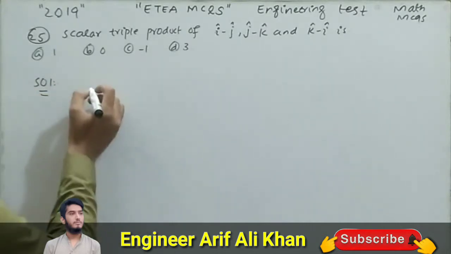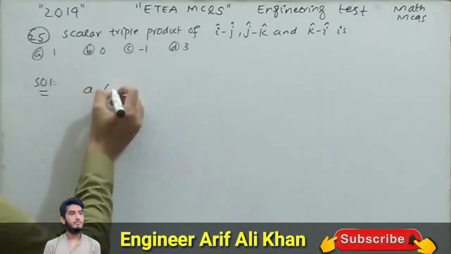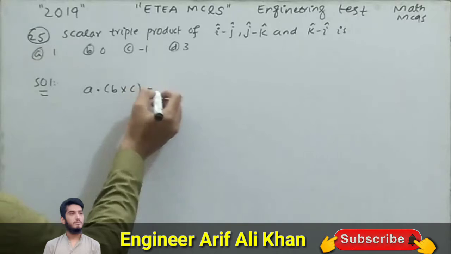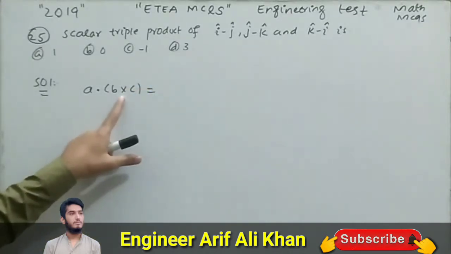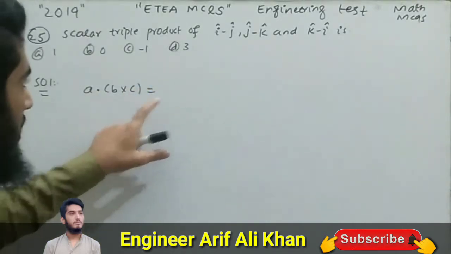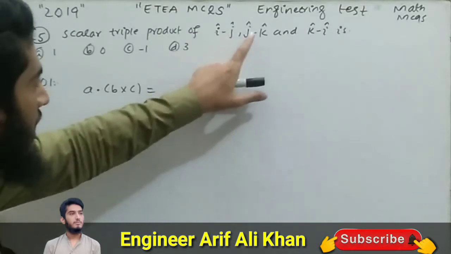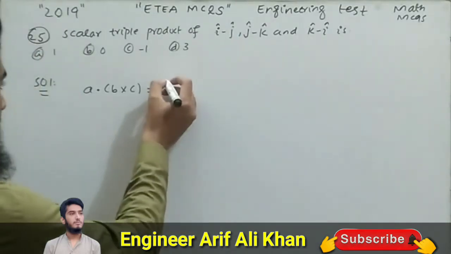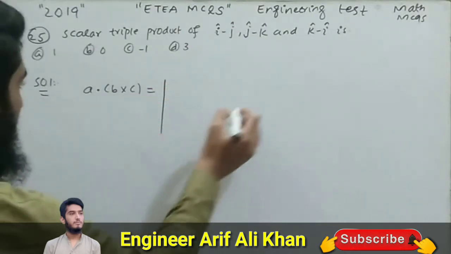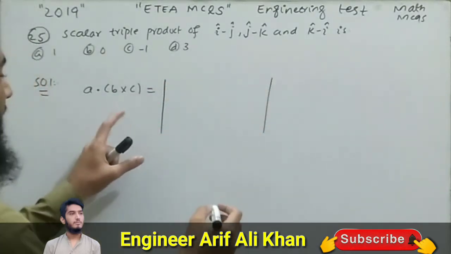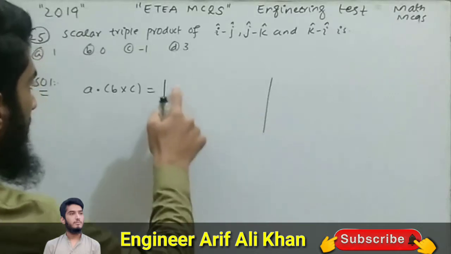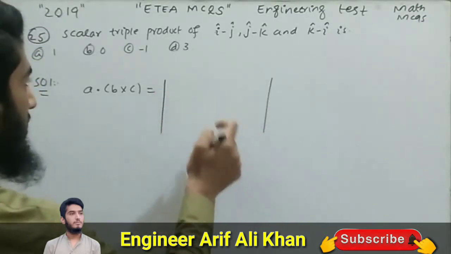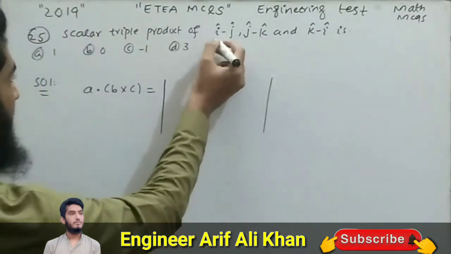Remember that for the scalar triple product we have the formula a dot b cross c, where we have three vectors a, b and c. Let's suppose this is a, this is b, and this is c. Writing these vectors in a determinant, a dot b cross c will always be taken inside the determinant. So we have one row, second row and third row. For the first row we will start from the first vector.